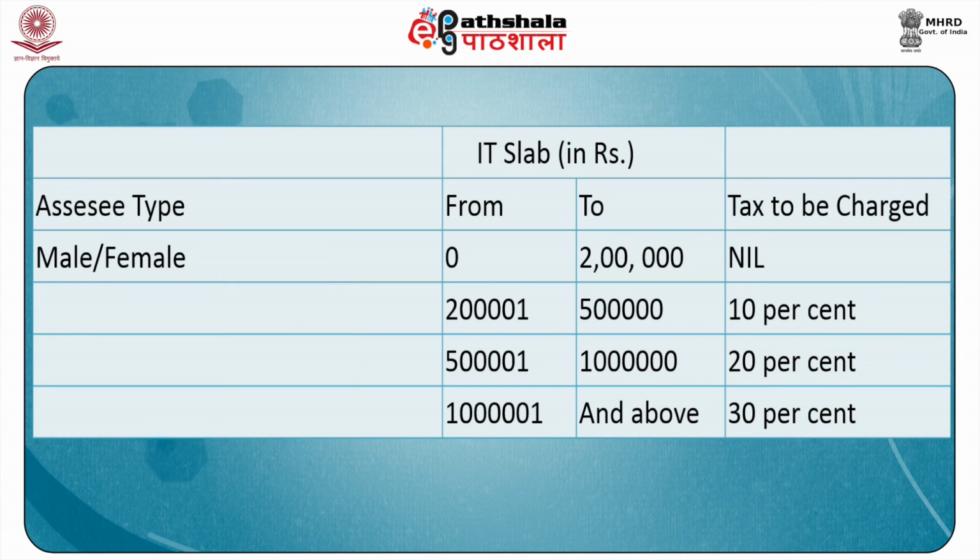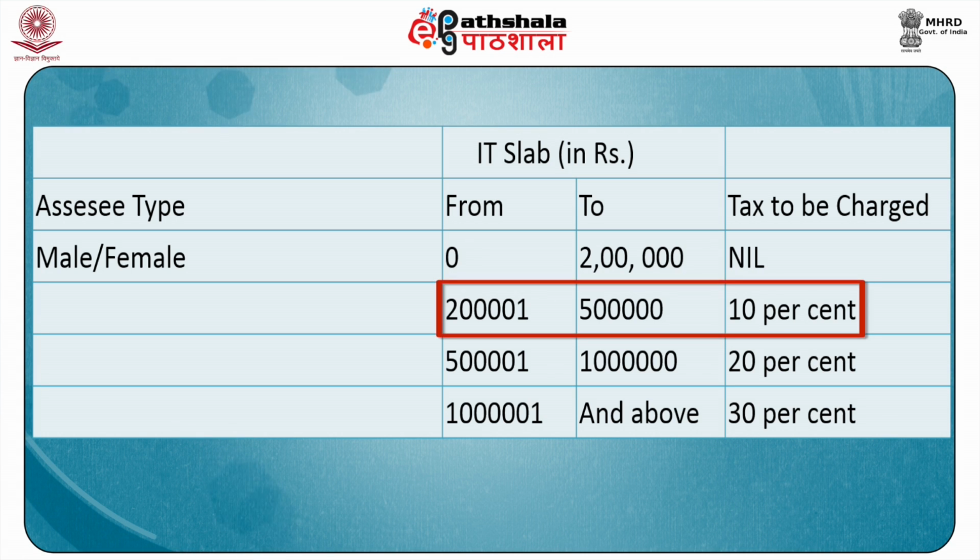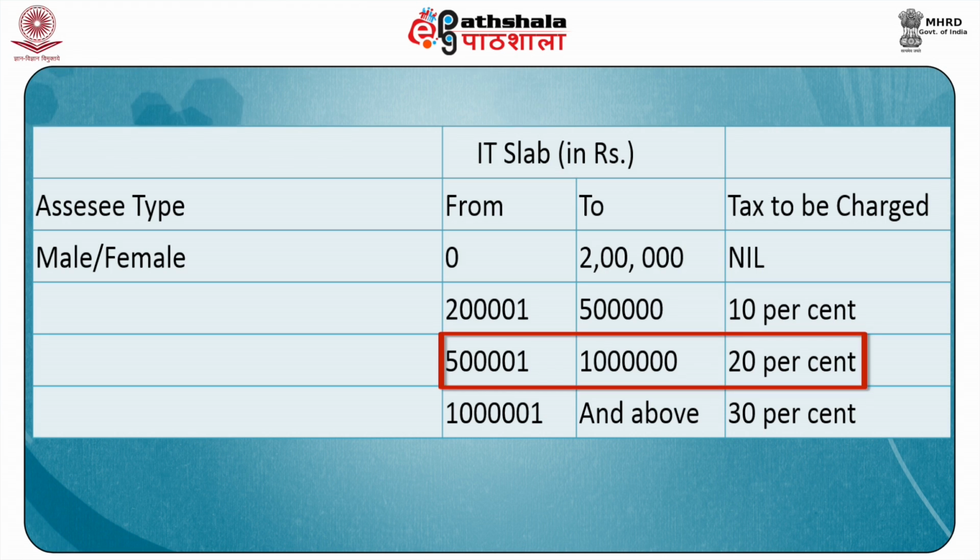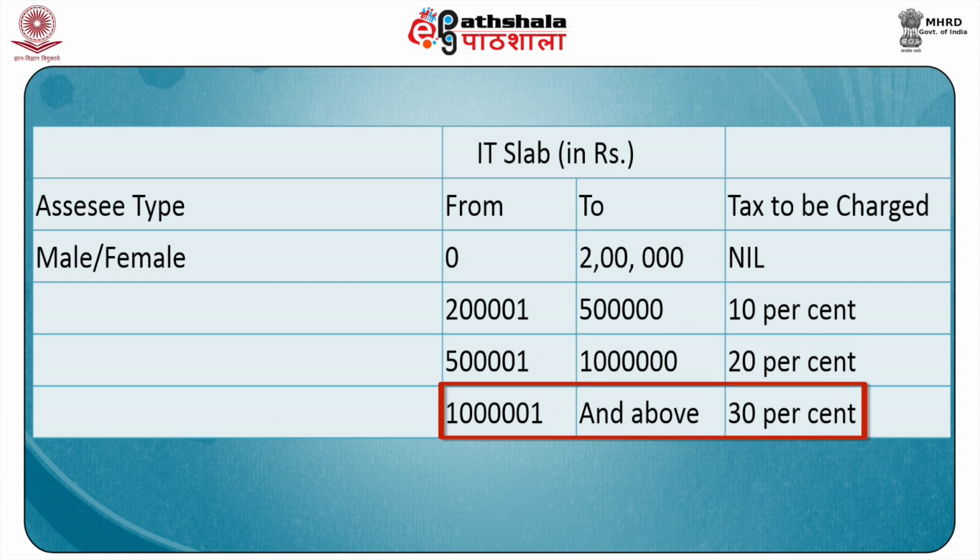First, let's talk about the assessee. Assessee may be a male or female, but if your income is less than 2 lakh rupees, you will not be charged any tax. Between 2 to 5 lakhs, you will be charged at a tax rate of 10%. Between 5 to 10 lakhs, you will be charged an income tax at the rate of 20%, and if your income is exceeding 10 lakhs, you will be charged an income tax rate of 30%.